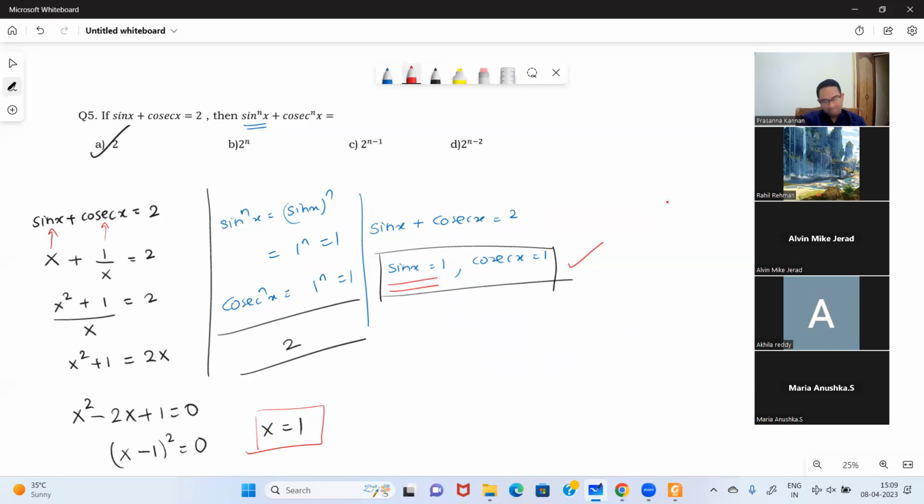Clear, guys? So you don't have to do this. You can directly understand: if sin x plus cosecant x is 2, then sin x will be 1 and cosecant x will be 1. That's all. Is it clear? Yes, very good. You can note it down, and once you're done, let me know. Then we'll move on to the next question.